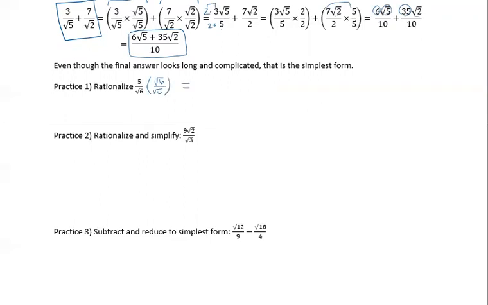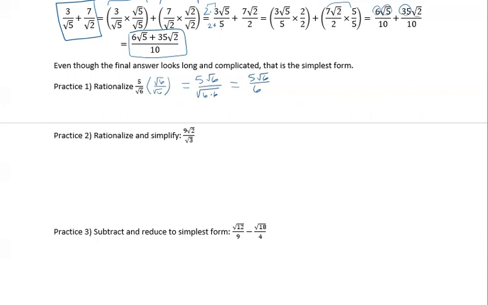On the top, I get 5 square roots of 6. On the bottom, I get the square root of 6 times 6, which is 36, and the square root of 36 is 6. So I have 5 square roots of 6 over 6. And that's as simple as I can get because there's nothing to reduce in this fraction.